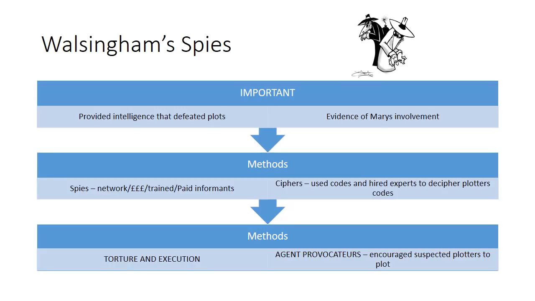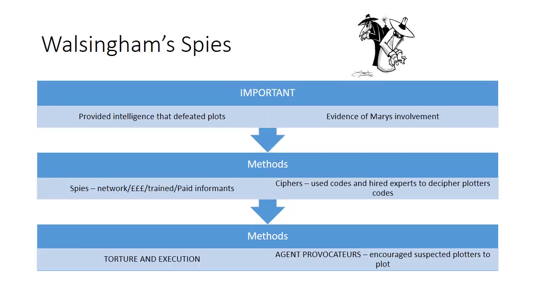How did they do this? Well, they had a huge network of spies in England, Scotland, and all over Europe, who were well funded and well trained, and they had the money to pay informants, Catholics, to snip some of these plots in the bud.